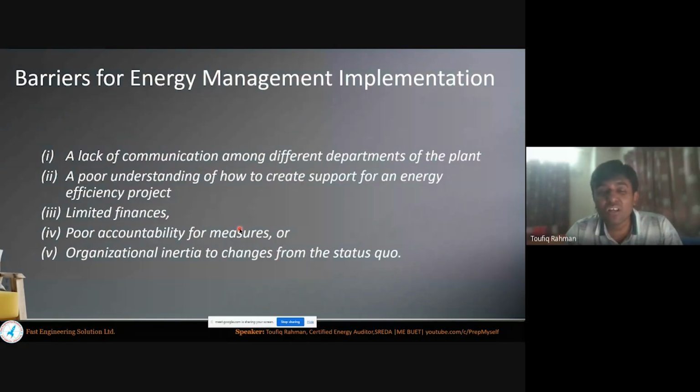And also, last but not least, the status quo. Status quo means that everyone wants to stay in her place or his place, and nothing moves. They think that everyone has to be in the usual way. If the energy management system is in place, everything will be changed according to the management system. So people are not willing to take that. This is called the inertia to change. They have the inertia not to change. So change is always needed for an energy management system.